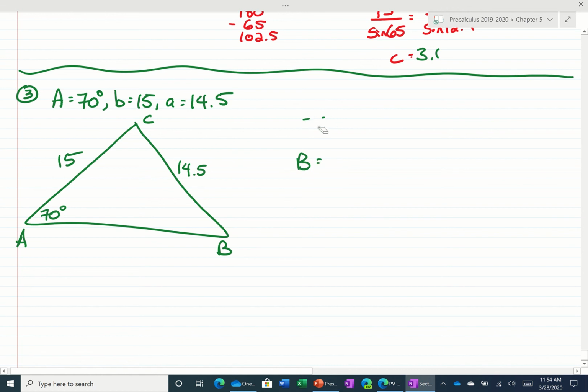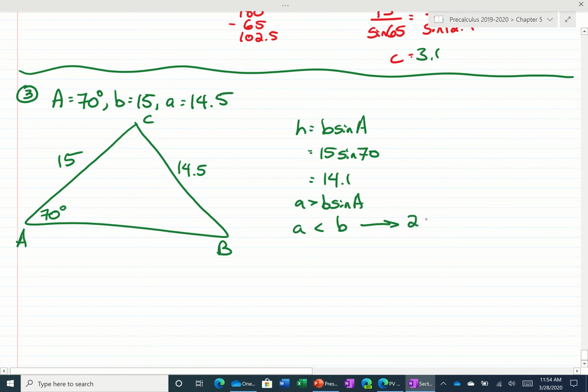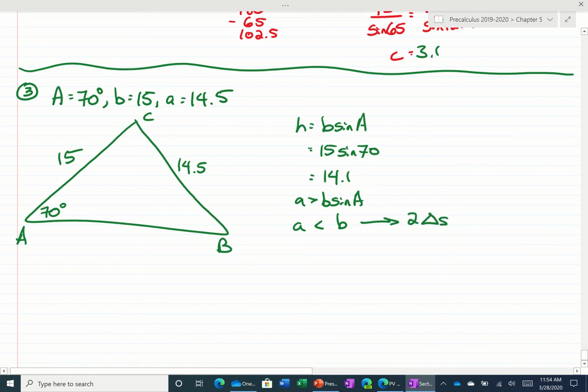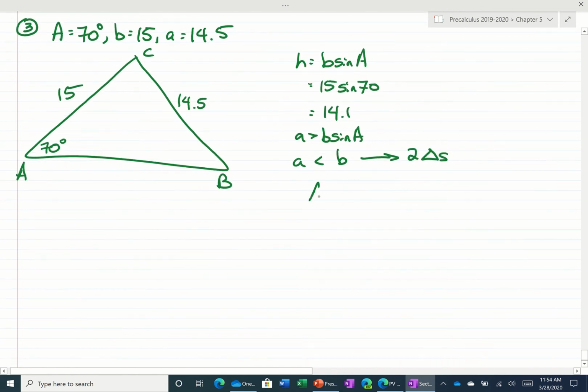So let's figure out the height, which is B times the sine of A. So 15 times the sine of 70 would be 14.1. So side A is bigger than the height. Then we look to see sides A and B, and side A is smaller, which means that we have two triangles. So let's go ahead and figure out what they are.